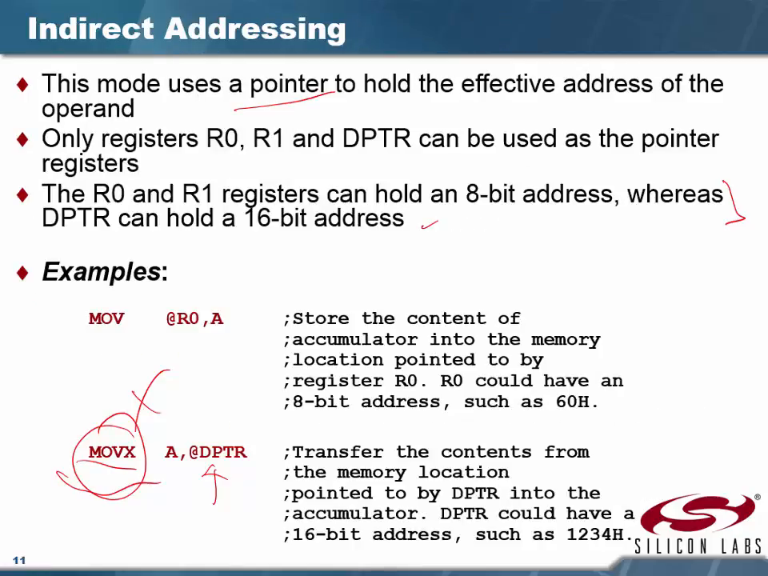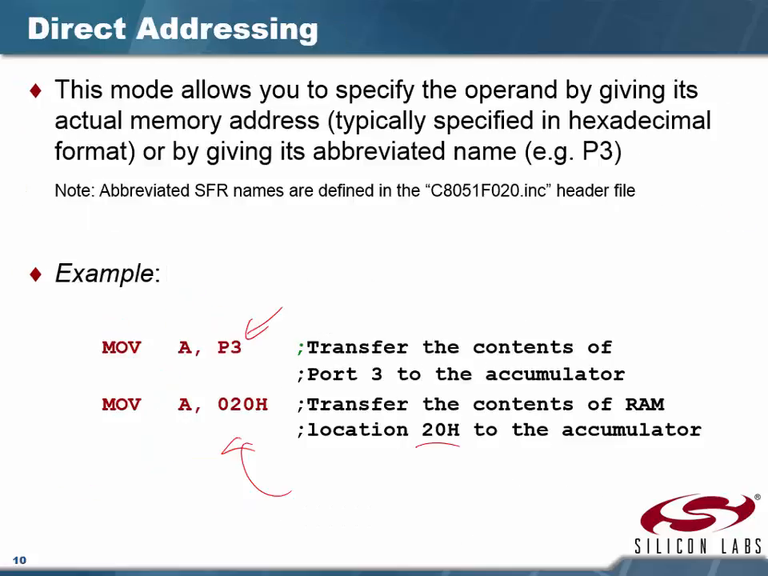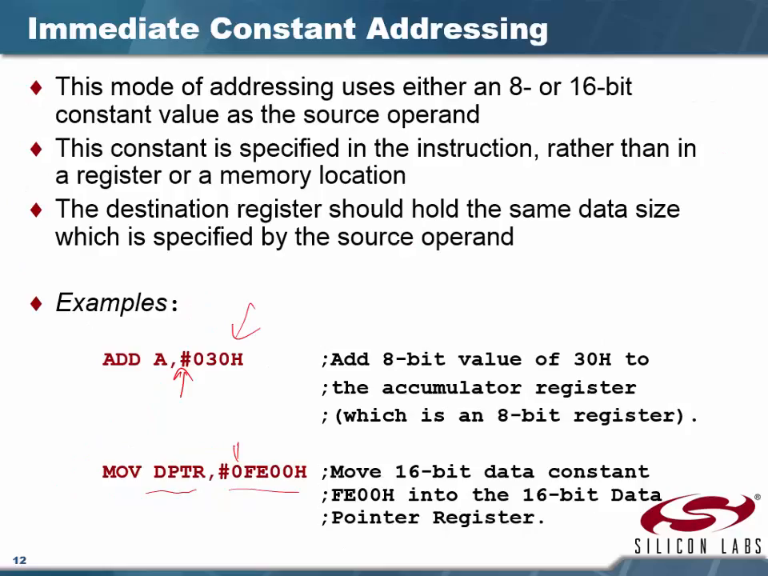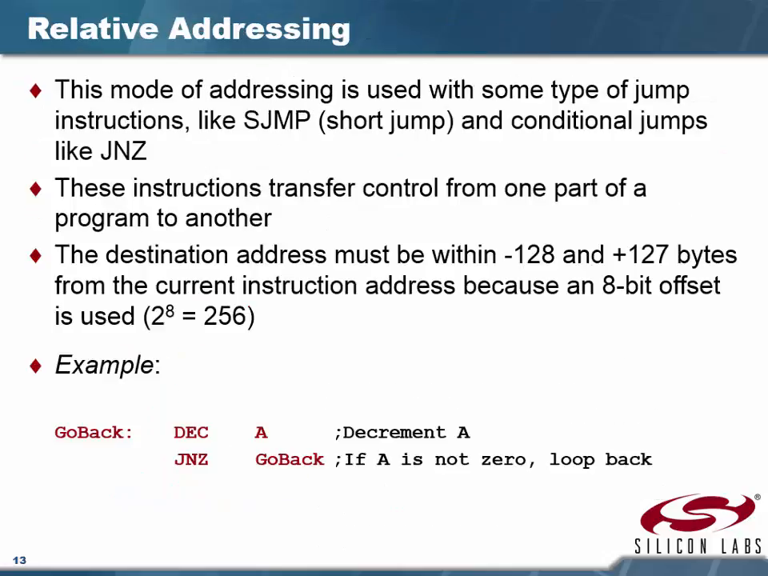The @ sign means we're doing indirect, and nothing there means we're doing direct. So we have our 3 different types of addressing mode: direct, indirect, and immediate. Those are our 3 primary ones that we look at. Relative addressing is usually used for jumps.